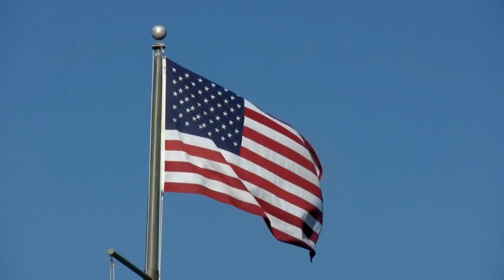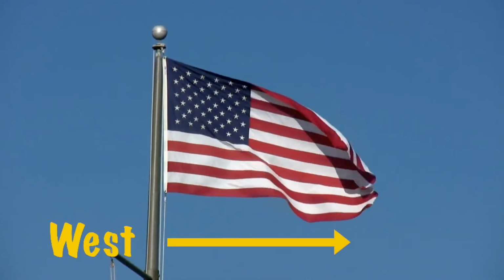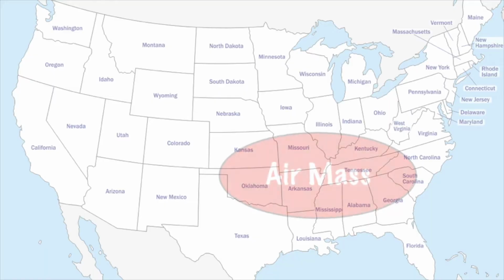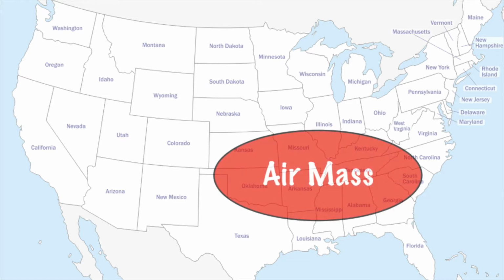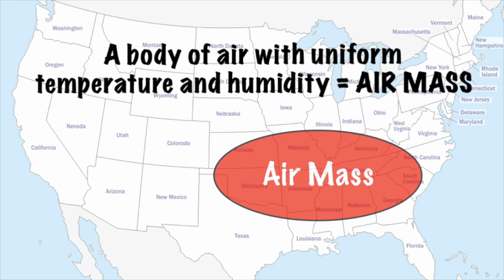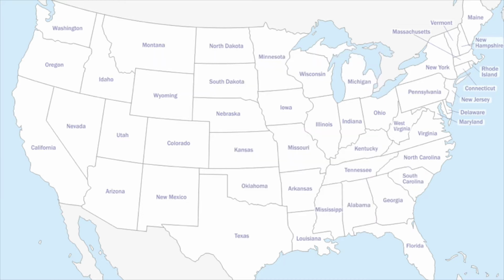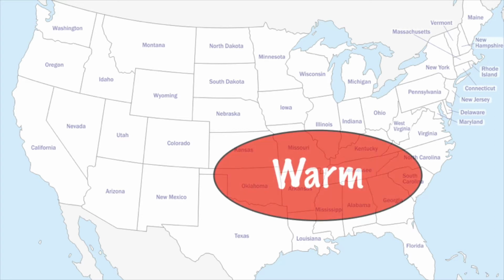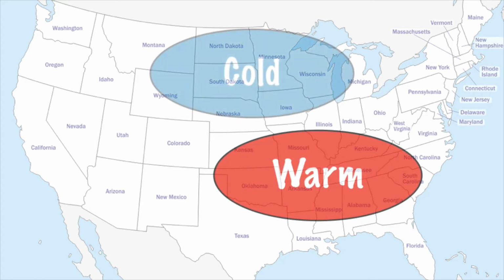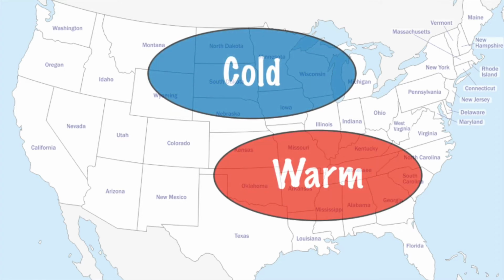In our part of the world, the wind generally travels from the west to the east. When a large area of air has the same temperature and humidity, that area of air is called an air mass. The two types of air masses that we will focus on are warm and cold air masses. Just as wind pushes balloons full of air around, wind pushes air masses around.